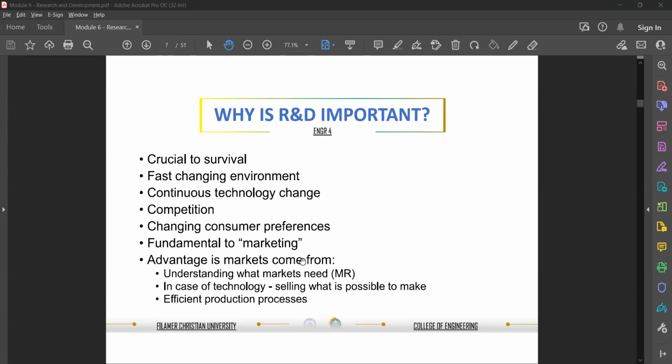So fundamental to marketing, of course. So advantage naman niya when it comes sa market. So should have understanding what market needs. So you should do your MR or what we call the market research. And in case of technology, so ano ba talaga yung pwede nating ibenta? Okay? So selling what is possible to make efficient production processes. So ano yung pwede nating ibenta na makapagpagaan ng buhay?